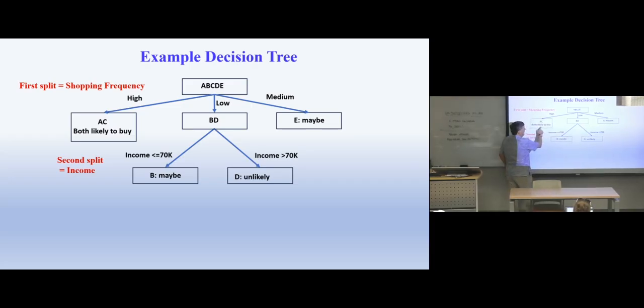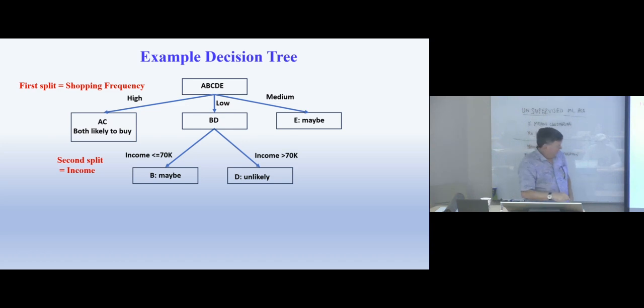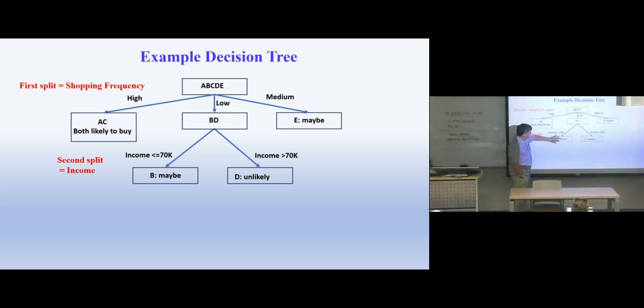A and C likely, E is maybe, and so is B. So that takes care of B and E, and then D is unlikely. Just a nice simple tree. When you get to the bottom, you'll either have a pure node, rarely, or you'll hopefully have one with a much larger section of maybe and very few likely or unlikely.